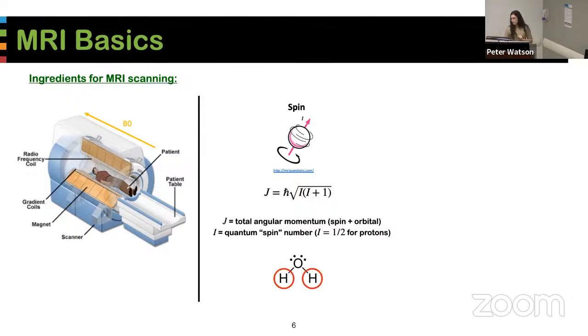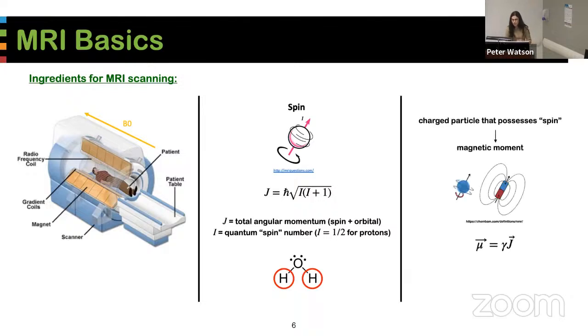Now, when you have a particle that has spin angular momentum and charge, this particle is going to give rise to a magnetic moment, which is essentially a small magnetic field. So you can think of these protons as little bar magnets, and that's what the diagram here is trying to illustrate. So they're little tiny magnetic fields. And here, mu denotes the magnetic moment, and we see that it's proportional to the angular momentum of the particle.